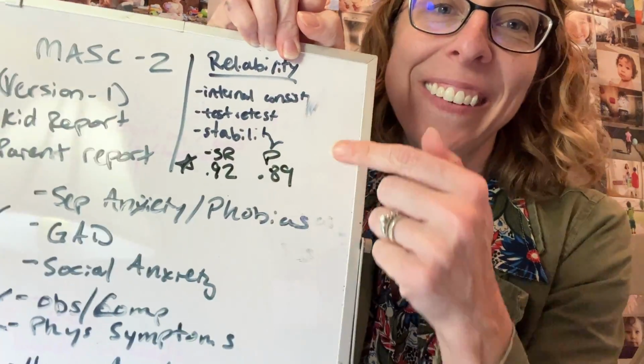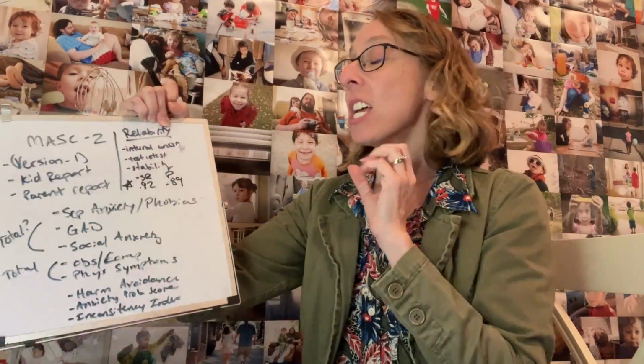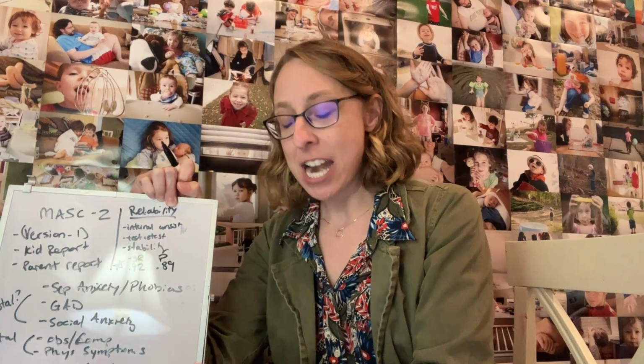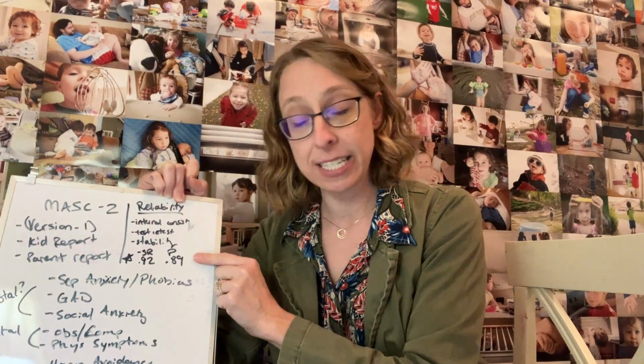Can you see that right there? Backwards. Okay. That's what you're looking for. So now I know what the SR and the P are. I know what the subscales are, right? So what that tells me is there's actually two forms of this instrument for the kids to fill out and for the parents to fill out. And for the parents, it is 0.89. That's what the internal reliability, internal consistency is. And for the kids, it's 0.92.